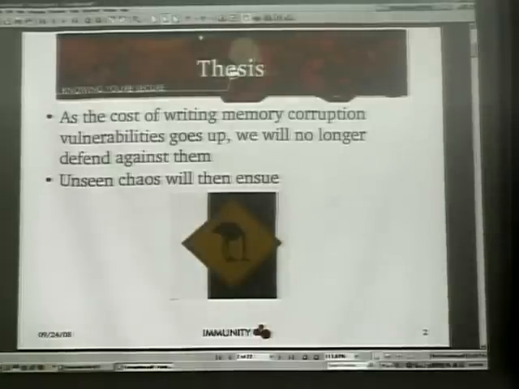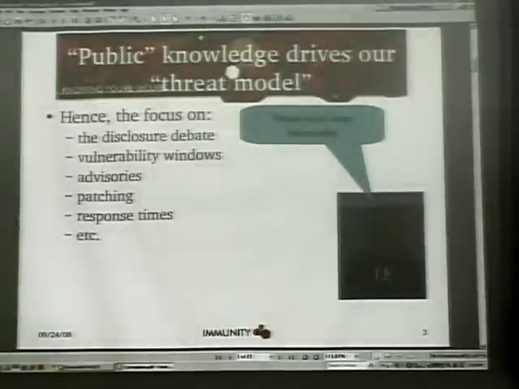All right, so essentially the unseen chaos will then ensue. That's my prediction. It's not necessarily something that's happened already, unless you have great visibility into the problem and you think it already has happened. Feel free to share.